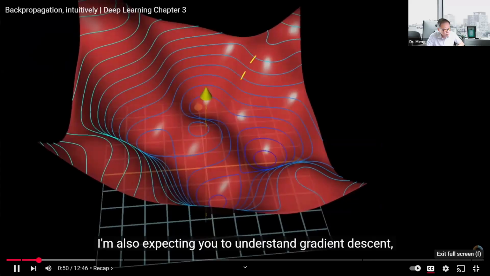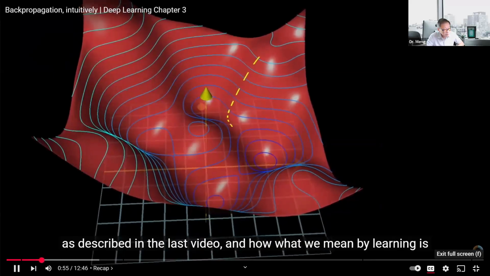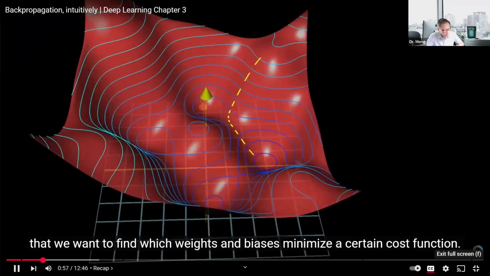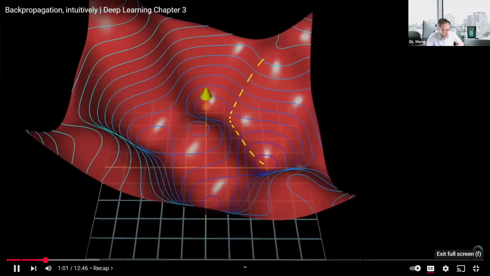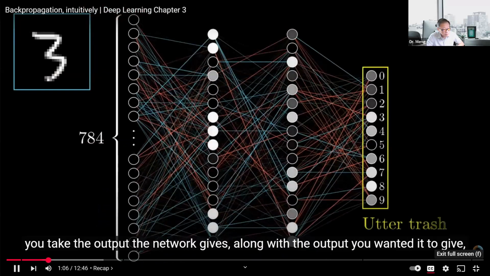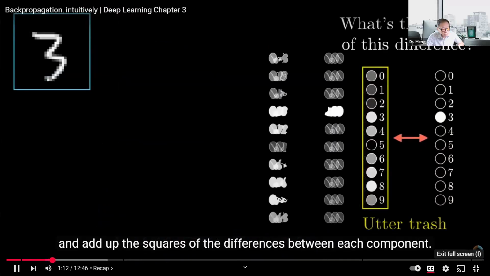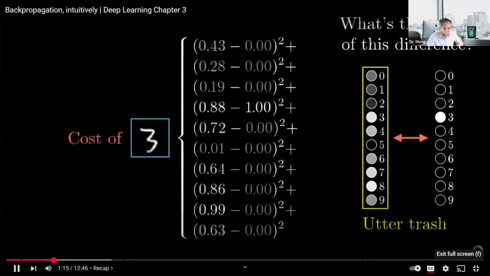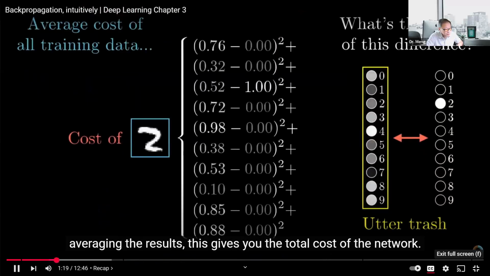I'm also expecting you to understand gradient descent, as described in the last video, and how what we mean by learning is that we want to find which weights and biases minimize a certain cost function. As a quick reminder, for the cost of a single training example, what you do is take the output that the network gives, along with the output that you wanted it to give, and you just add up the squares of the differences between each component. Doing this for all of your tens of thousands of training examples and averaging the results, this gives you the total cost of the network.